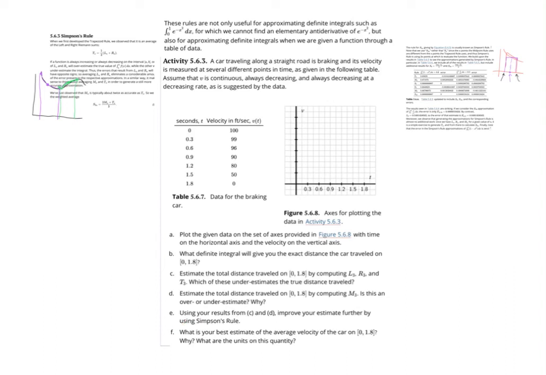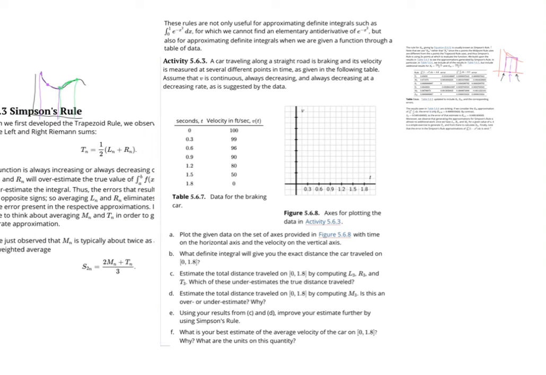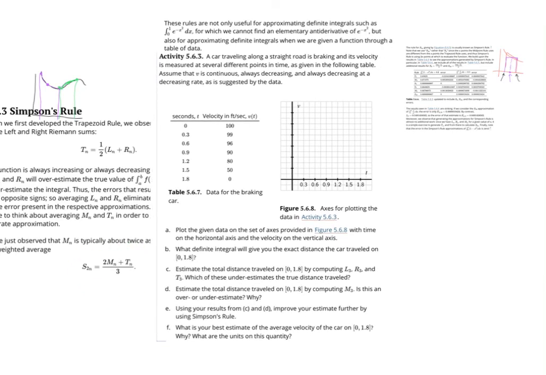You're going to do the same thing again for Simpson's rule. So you need the results of C and D to use Simpson's rule because, as we mentioned, Simpson's rule is given by the formula here. And then finally, what's your best estimate of the average velocity of the car? What are the units on this quantity? Give that problem a try. Pause the video.